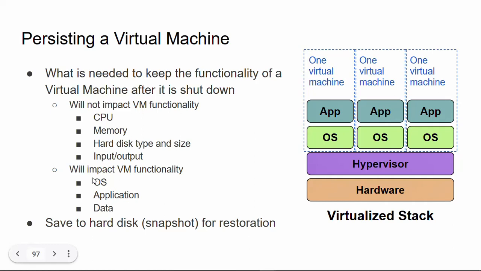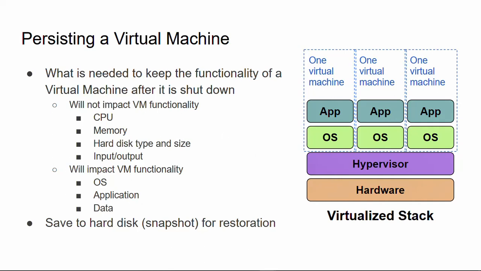So if you want to keep the functionality between shutdowns, what you want to do is to save all these to a hard disk, for in the future, when you want to restart it. You can use this hard disk and rerun it. This includes both the stop state as well as the eventual delete state.